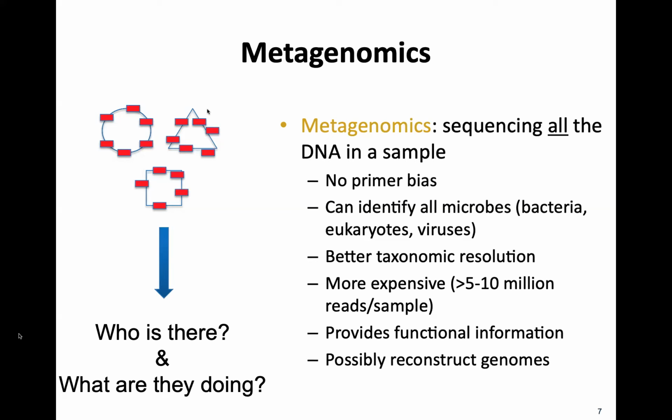The only major downside, beyond the host contamination issue, is cost. We have to sequence a lot more to do this, usually in the range of 5, 10, 20 million reads per sample. Some people will even do more. They'll do 100 million reads per sample, but obviously that's a lot more than 16S sequencing.